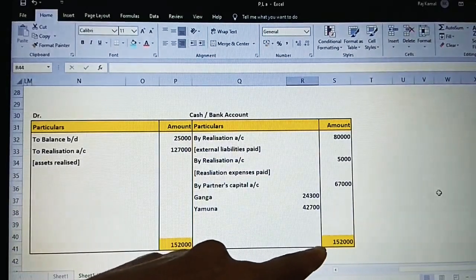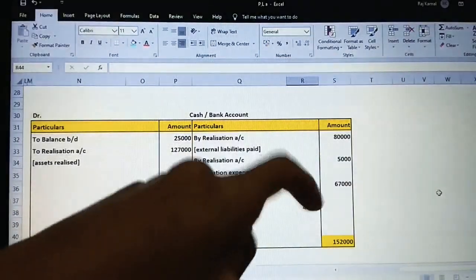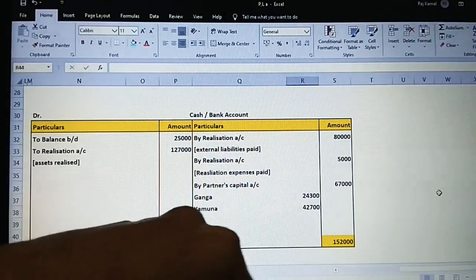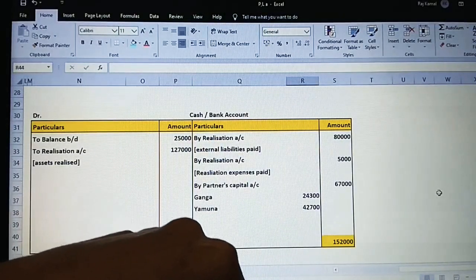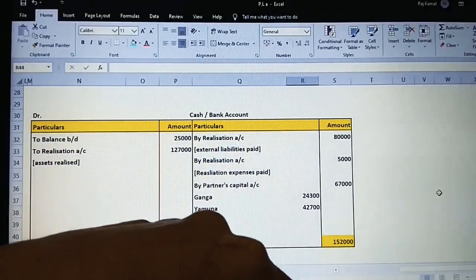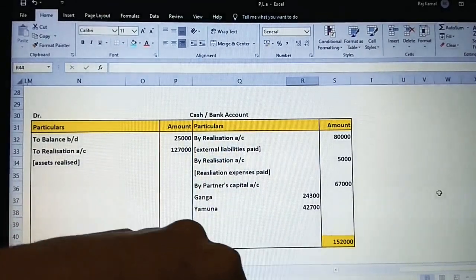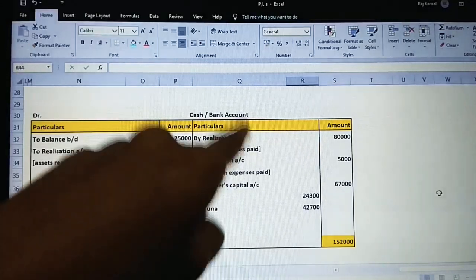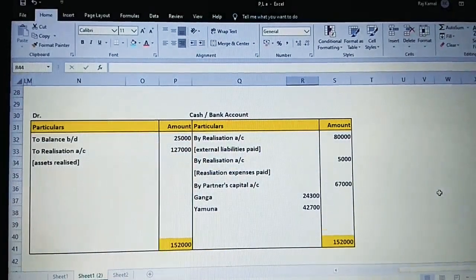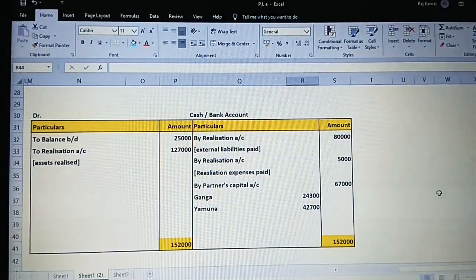If your account is not getting tallied, the first thing that should appear in your mind is partners loan, because most of the time we forget to take the partners loan, which will be paid only in the cash account when we are preparing. Clear? Yes. Thank you, students.